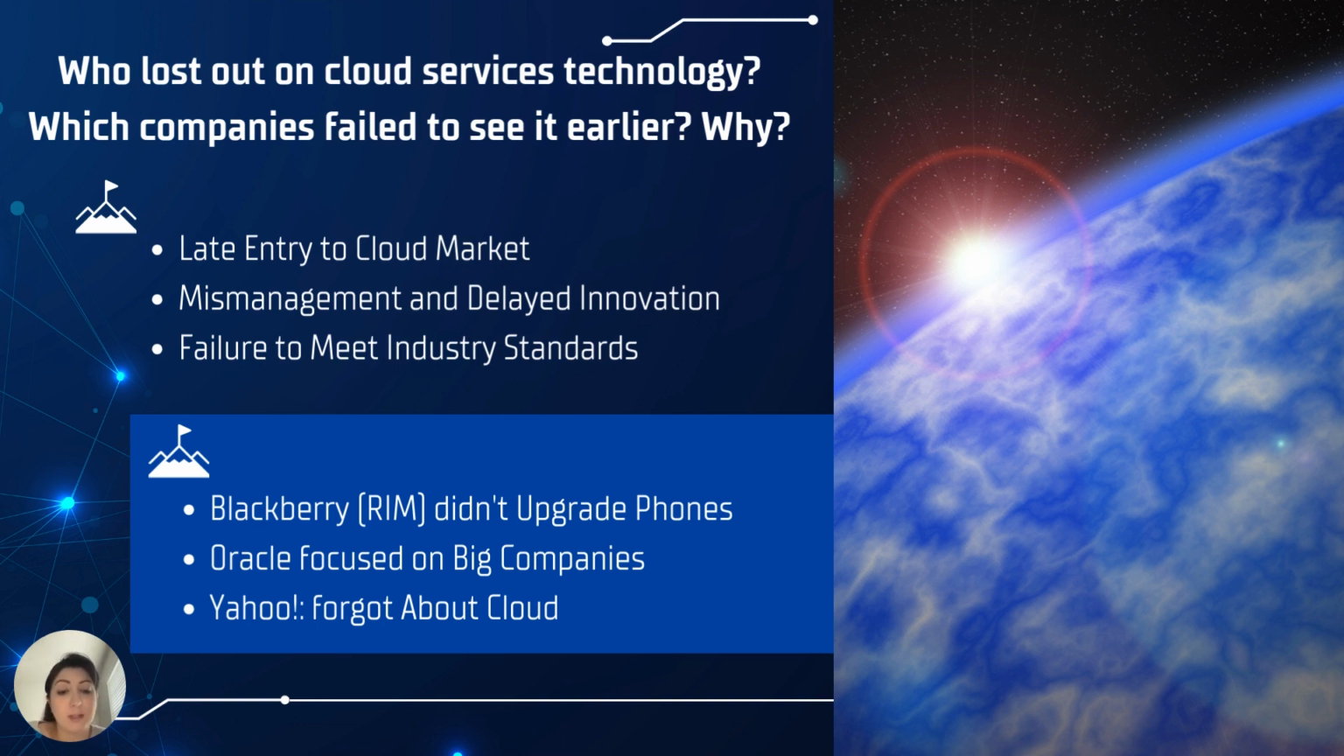For companies that failed to see cloud services earlier, I provide three companies. The first company is BlackBerry. I chose BlackBerry because they didn't make their phones work well with cloud services, so people switched to other brands. The second company is Oracle, because they mostly cared about big companies and forgot to make cloud offerings for smaller ones, so they missed out on that opportunity.